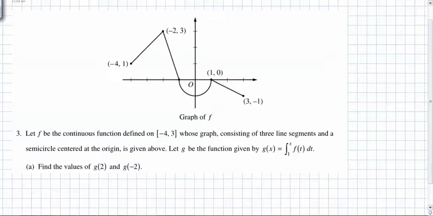Let f be the continuous function defined on [-4, 3], whose graph, consisting of 3 line segments and a semicircle centered at the origin, is given above. So that is f. Let g be the function g of x equals the integral from 1 to x of f of t dt. Find the values of g of 2 and g of negative 2.